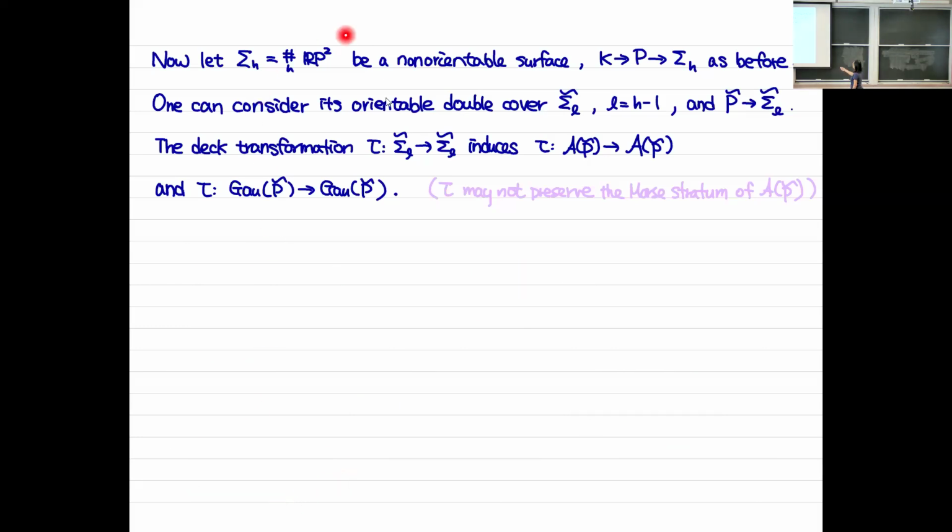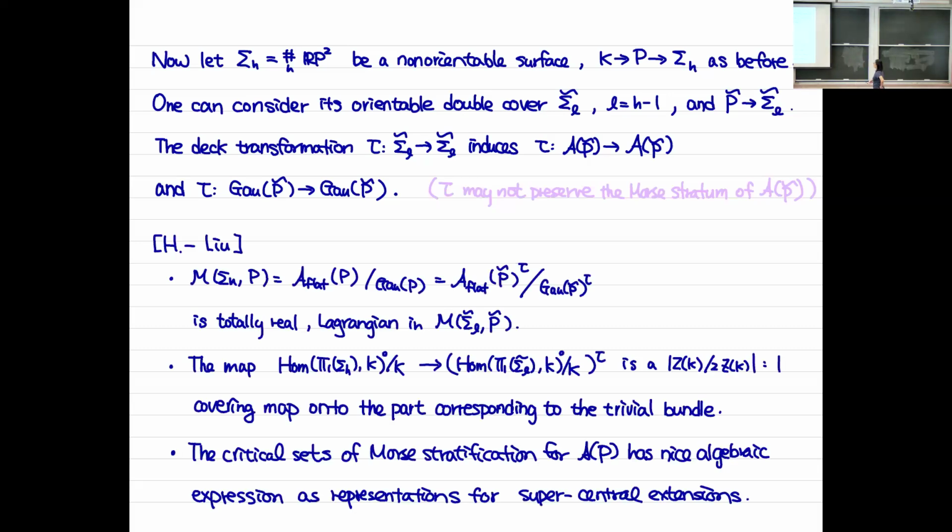The deck transformation tau induces involutions on the space of connections and also on the gauge group. So on one side, you have the principal bundle, the flat connection, and the gauge transformations on that, which gives you a moduli space of flat connections over the non-orientable surface. On the other side, you can look at the moduli space of its double cover, and compare these two. They have a non-trivial relation between them. John worked with Melissa Liu a while back. It says that the moduli space of flat connections over the non-orientable surface is totally real and Lagrangian inside the moduli space of its double cover.